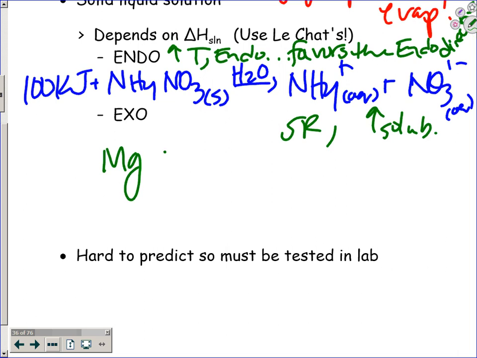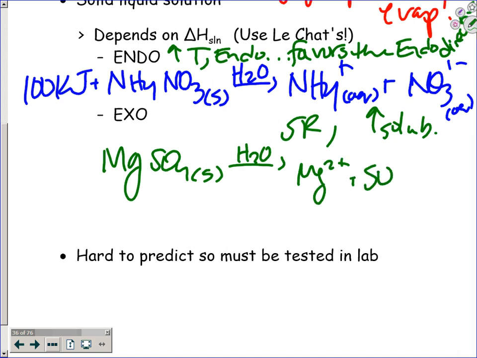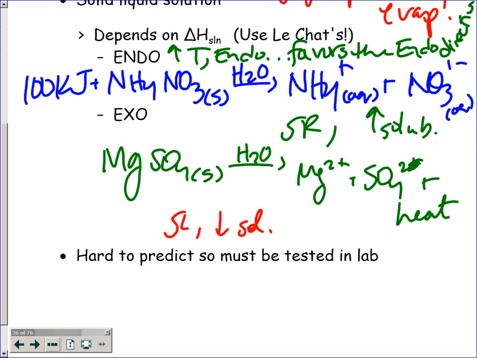Magnesium sulfate. Solid makes magnesium ion and sulfate ion, that's a negative, and heat. So if I increase heat, which way does it shift? Shifts left. So what does it do to solubility? Decreases solubility, because again, the same phrasing applies.